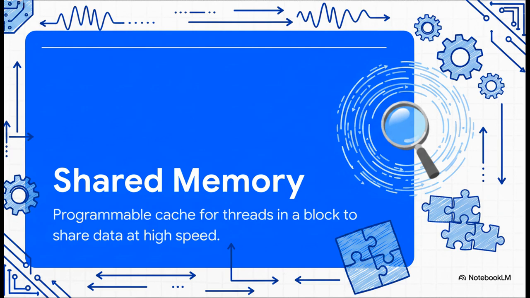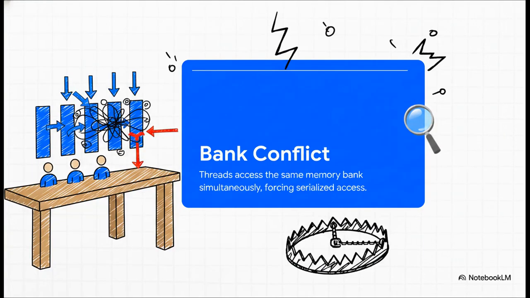So, getting strictly to the definition, shared memory is a programmable software cache that allows threads inside the exact same block to communicate and share data with one another at incredibly high speeds. It's really the ultimate collaborative space for workers who are trying to solve the exact same piece of a larger problem. But, there is a trap on this workbench, and you really need to watch out for it.